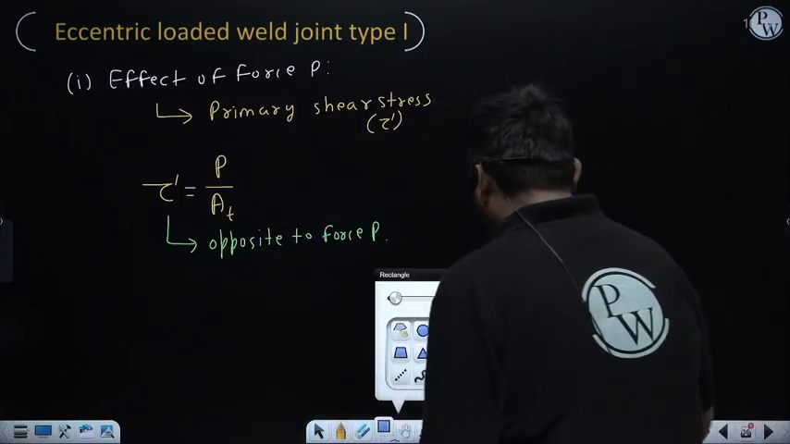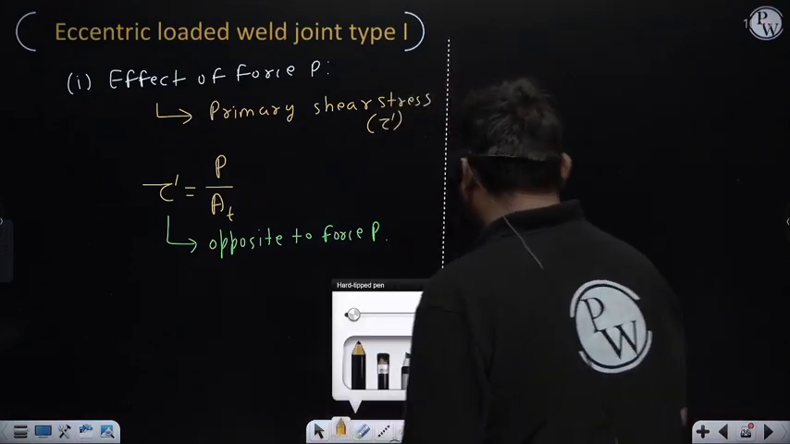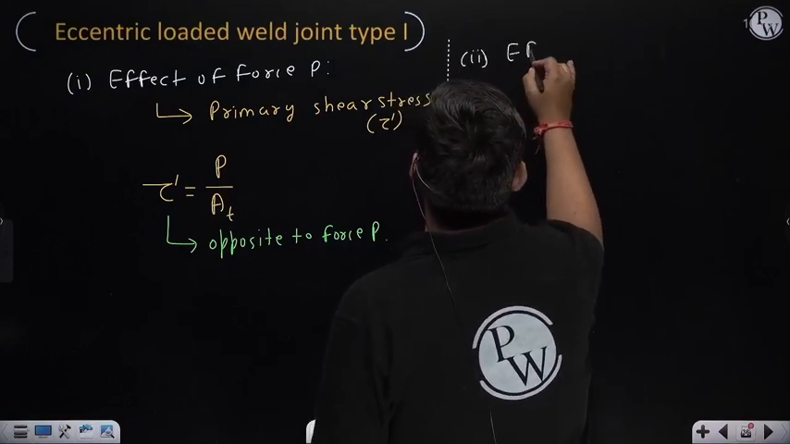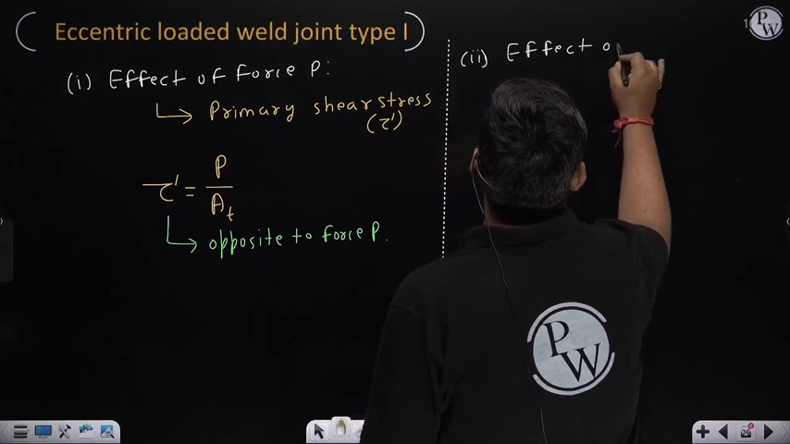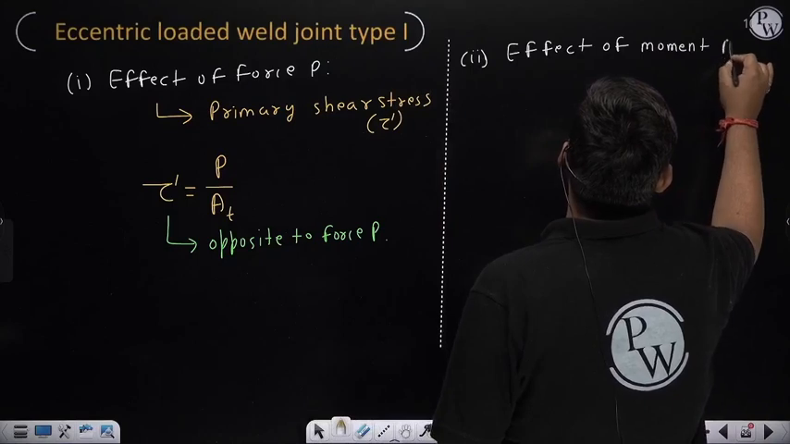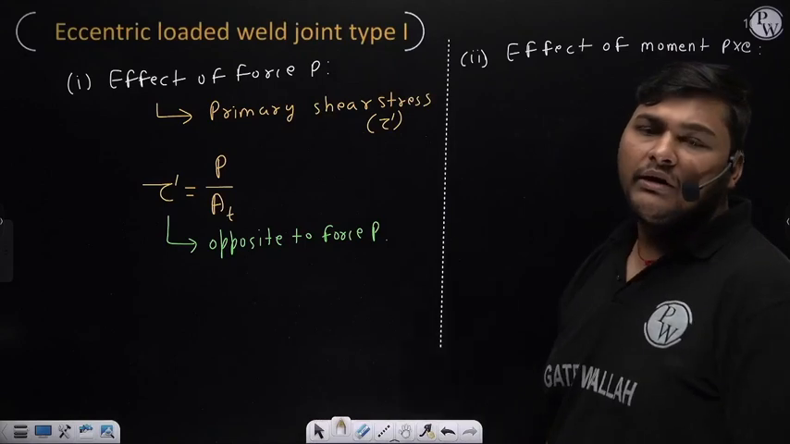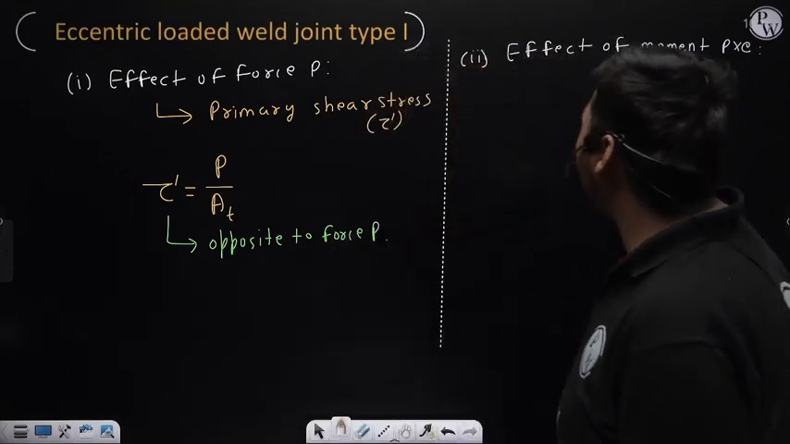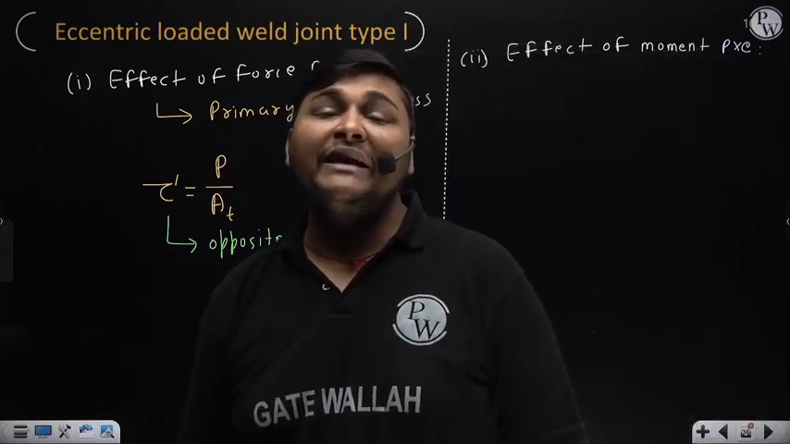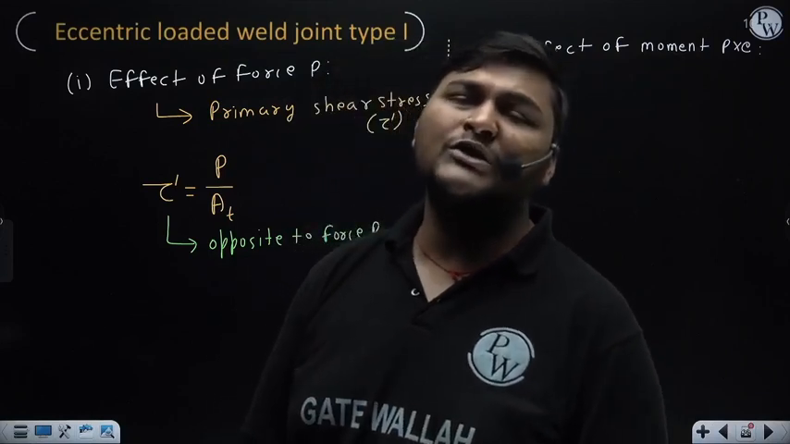Now second important point, what will be the effect of moment P into E? It is important. So second, we are discussing how to find the effect of moment P into E. Due to this P into E, secondary stress will come, that is 100% true, but it will be secondary shear, or you can also say torsion shear, or secondary normal, or you can also say bending stress.